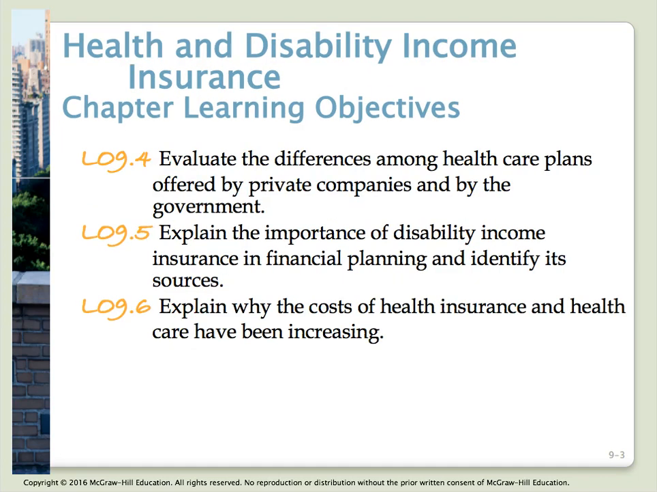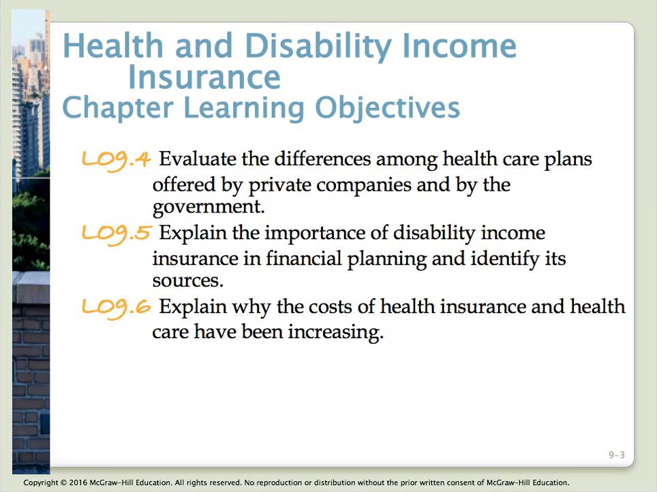On to learning objective number 4. Evaluate the differences among healthcare plans offered by private companies and by the government. So health insurance and healthcare plans are available from private companies, from hospitals and medical service plans, such as Blue Cross and Blue Shield, from health maintenance organizations, from preferred provider organizations, from point of service plans, from home health care agencies, and from employer self-funded health plans. And we're going to look at those because those will be important to you as you make decisions throughout your life. We'll also briefly look at Medicare and Medicaid.